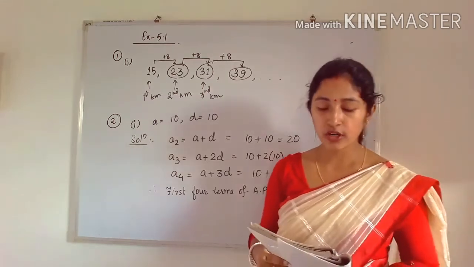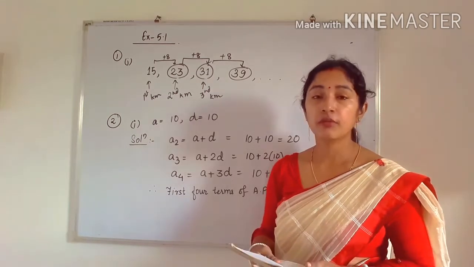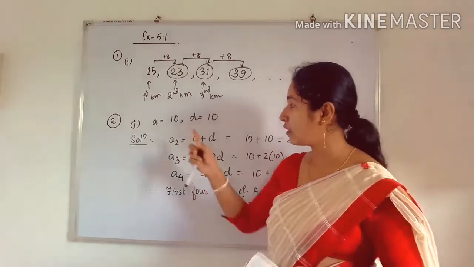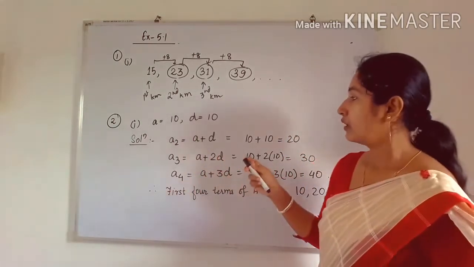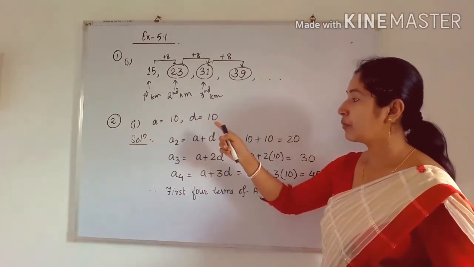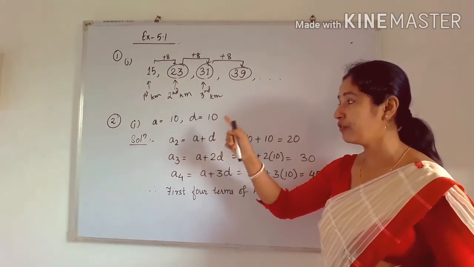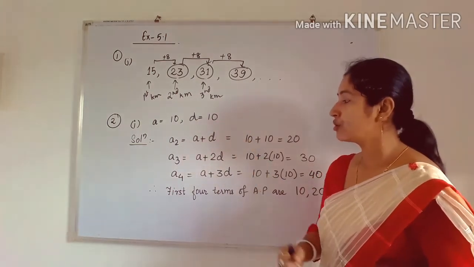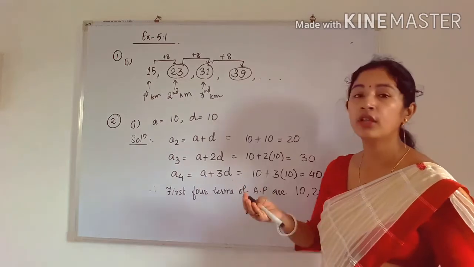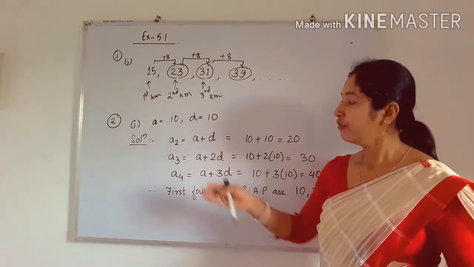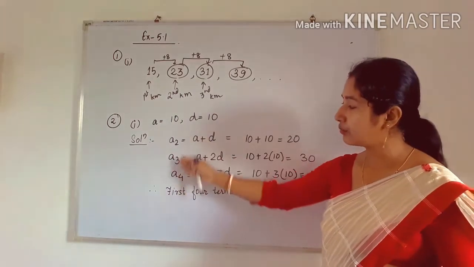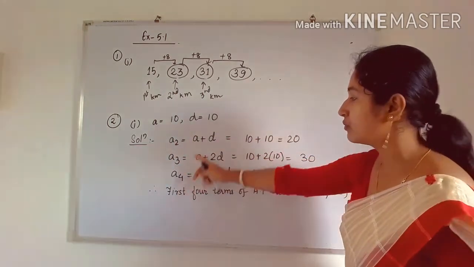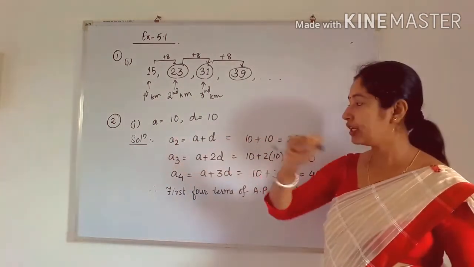Write the first 4 terms of the AP when the first term is A and the common difference is D. So see, number 1 I have done for you. See, A is called the first term. So the first term is 10, D is 10. So now we have to find the second term, third term, fourth term. Okay. We have to find 3 terms. First term is already given. So we have to find the remaining 3 terms. So already I have written the sequence.